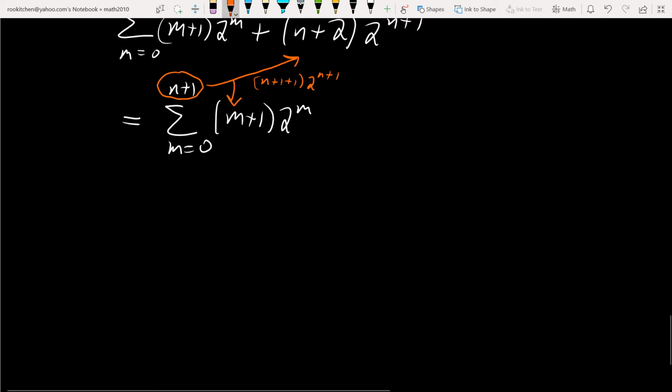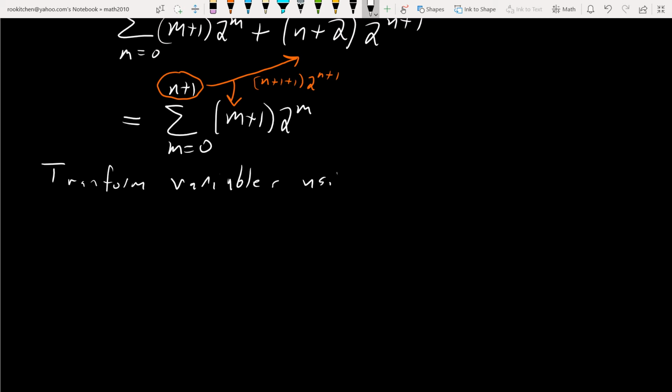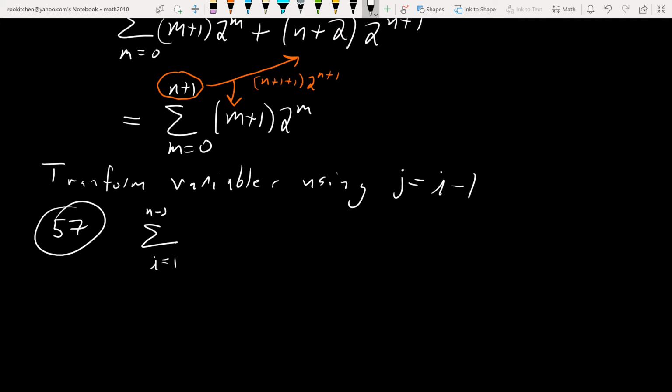Another thing that you sometimes have to do in applications is change the limits, or do a transformation of the variables in the limits in particular. The book gives you the formula they want you to use, but in general you have to do that on your own, be creative for whatever purposes you are doing. 57, we want to transform the sum i equals 1 to n minus 1 of i all over (n minus i) squared.